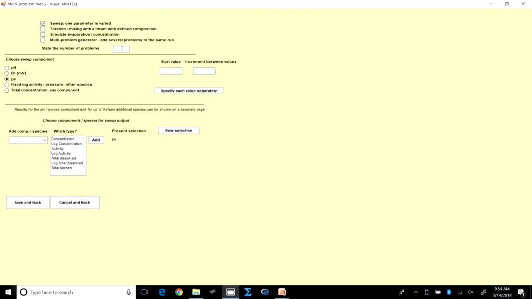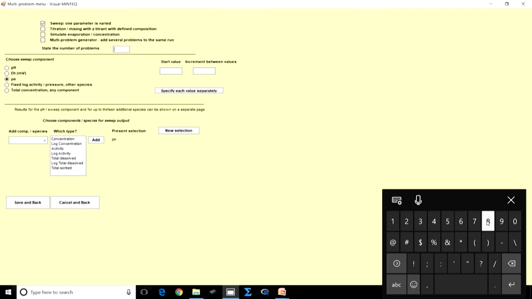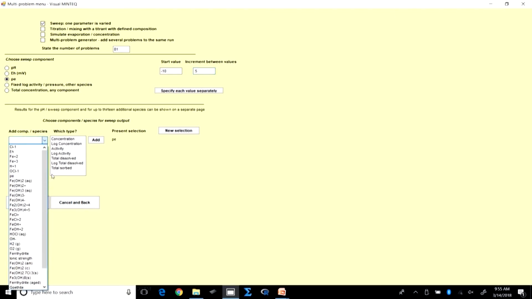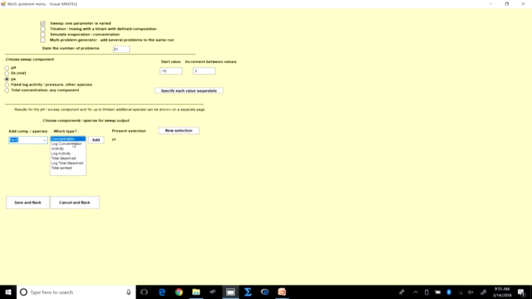So 4 per each, 4 times 20 is 80 and 1, 81. So I am going to have, say, number of problems is 81, start value is minus 10, right? Increment between values is 0.5 till 30, so it's 2 times, okay, that's still 81. And now I am going to have to say what species I am going to look for. So obviously Fe2+ and log concentration. And why do we choose log concentrations? Obviously because the values are going to be relatively small. So if I take the logarithmic value, it makes it easier to understand the system, right?